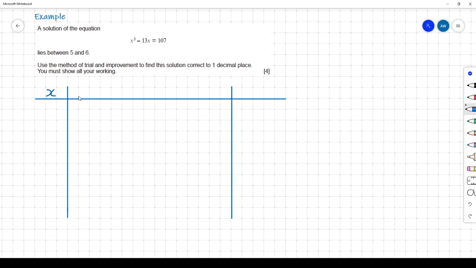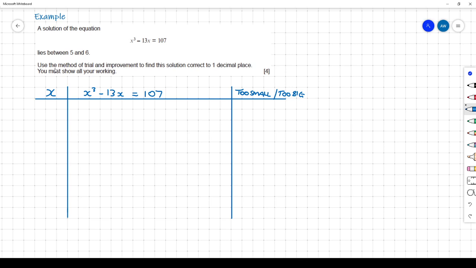In the middle column is the equation that we are trying to solve. Okay, so I'm going to put that there because this is where we substitute our values of x into the equation to see how close we are to 107, and depending on how close we are, we are going to make a judgment, and this column is too small or too big. Okay, and that will become clear in a minute when we start substituting.